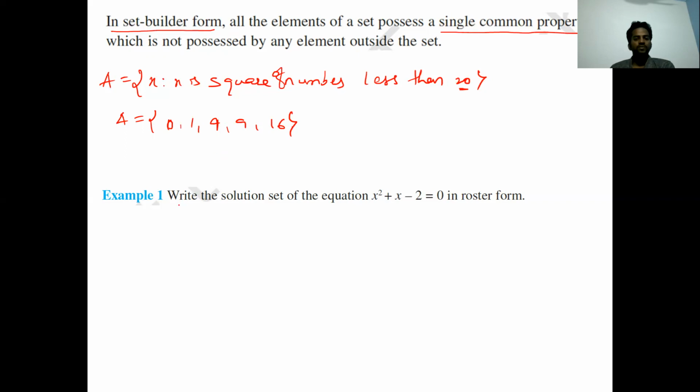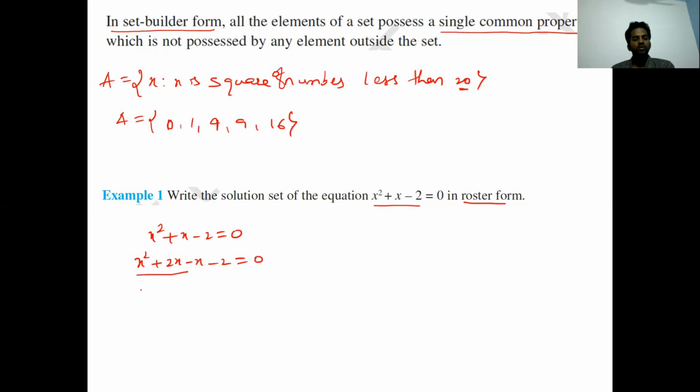See, now an example they have given. Write the solution set of the equation in roster form. Roster form, as we just discussed, means expressing the values within two braces. Now simplify this one: x squared plus x minus 2 equal to 0. Is it possible to factorize this? Yes, 2 into 1, so we can write x squared plus 2x minus x minus 2 equal to 0.